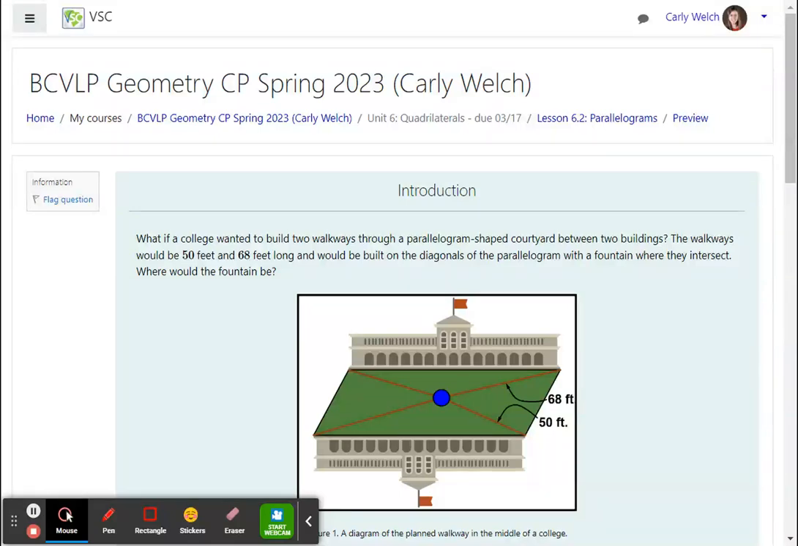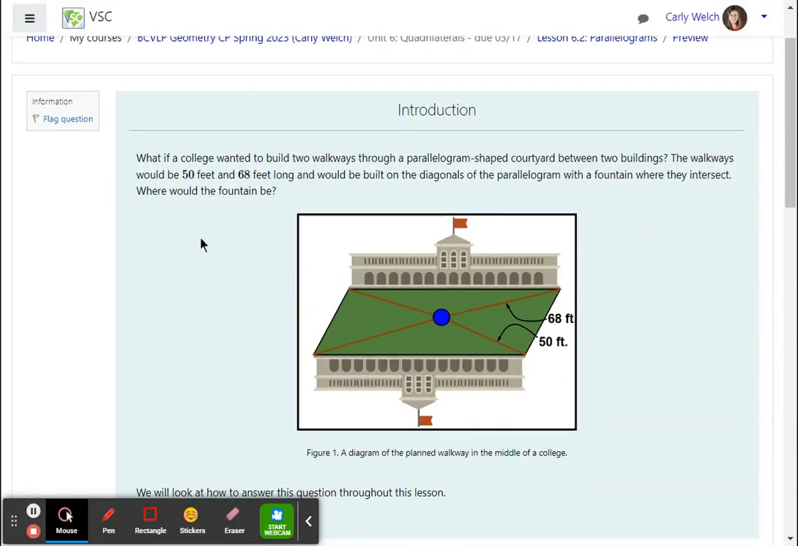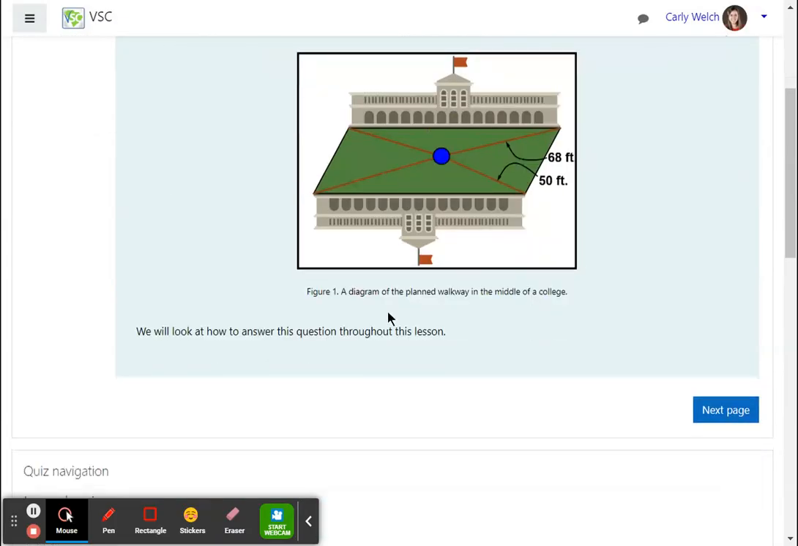All right, for lesson 6.2, we have parallelograms. So what if a college wanted to build two walkways through a parallelogram-shaped courtyard between two buildings? The walkways would be 50 feet and 68 feet long and would be built on the diagonals of the parallelogram. With the fountain where they intersect, where would the fountain be?